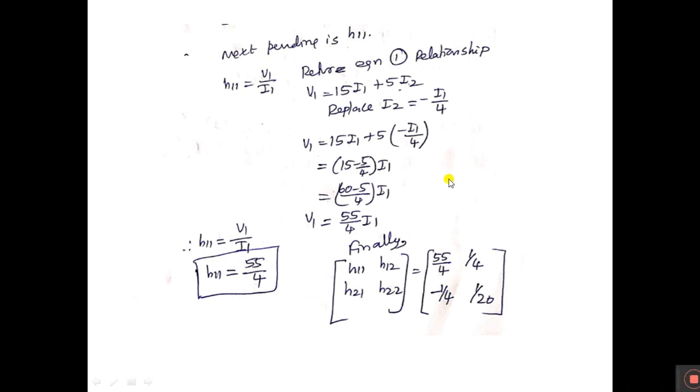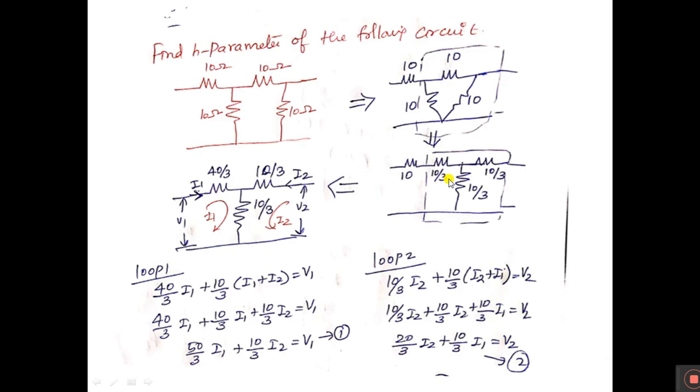And second example, suppose I am taking this next problem. 10, 10, 10, 10. Here, see, 3 loops are there: one loop, second loop, third loop. If 3 loops are there, it is difficult to solve the problem. So what I am going to do is convert this delta into star. See, this looks like delta, I am going to convert it into star.